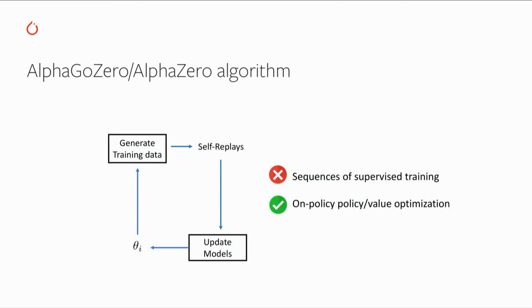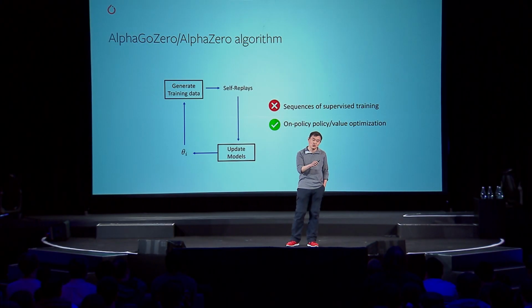Yeah, so there are a lot of research findings from this kind of practice. There are a few things that I'm going to share with you. First of all, we find that the AlphaGo Zero and AlphaZero algorithm is actually not a sequence of supervised training. From this diagram, it looks like we collect a lot of self-play games, then update the model, and repeat. It's actually not the case. It's more on the policy value optimization side, more on the reinforcement side rather than the supervised side.